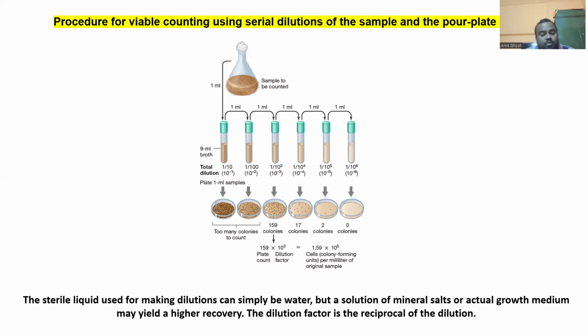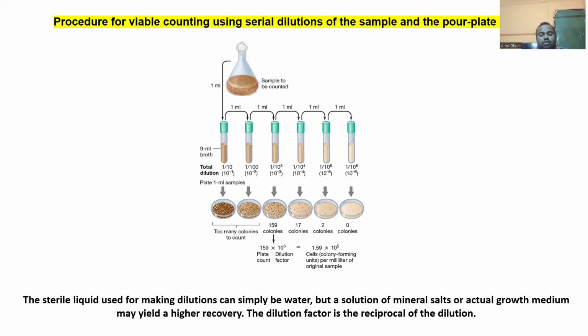Too many colonies will be uncountable, because there is a large number of colonies in the plate media. But you can find a smaller number of colonies in 10 to the power minus 6 and 10 to the power minus 5, very few colonies, because they are highly diluted. But you can count comfortably from the 10 to the power minus 3 and 10 to the minus 4 plates, right?